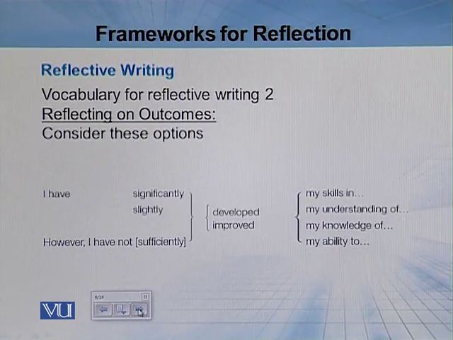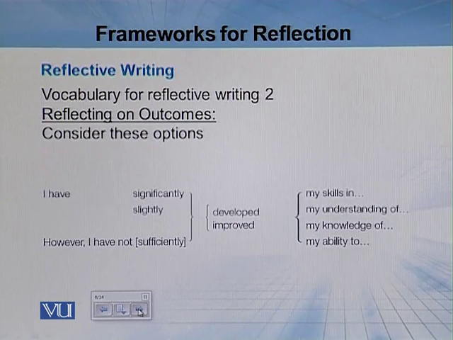You can say things like, I have significantly, or I have slightly. Again, this gives a differential in terms of your reflection. How much have you learned? How much have you gained? Is it a lot or is it a little? I have gained significantly. I have gained less significantly, slightly. And you can then focus your thinking on what you have actually gained.